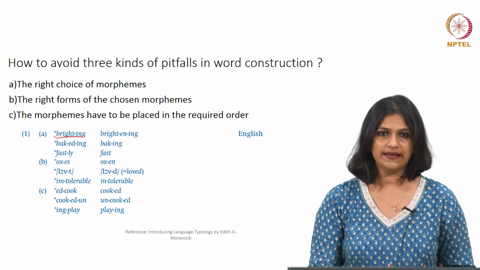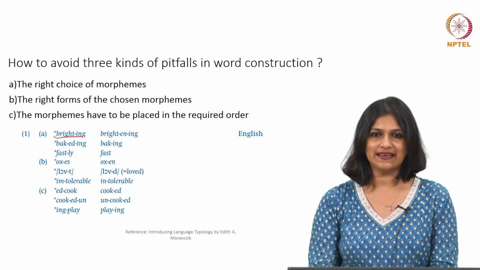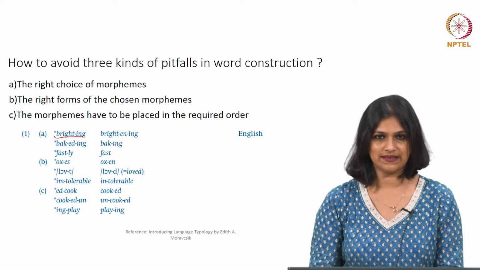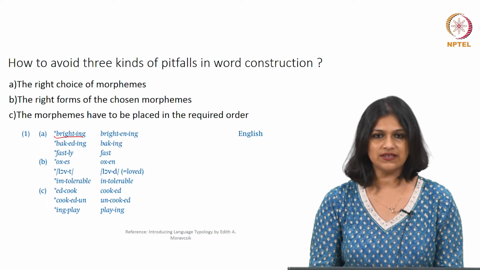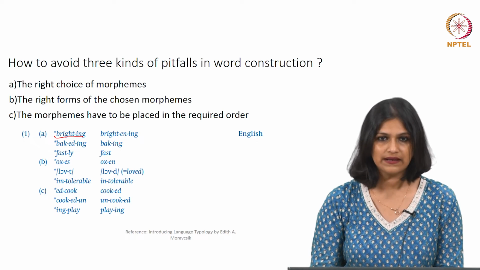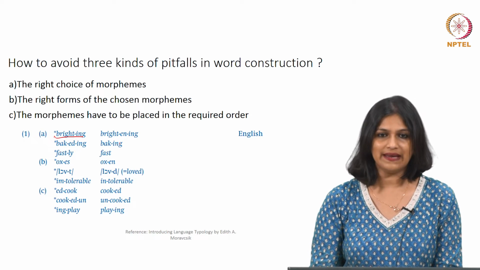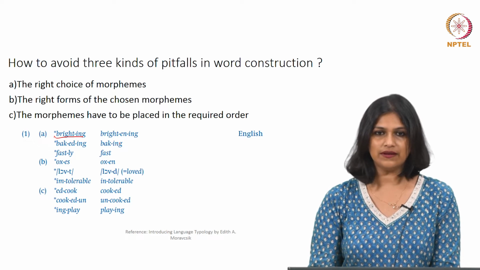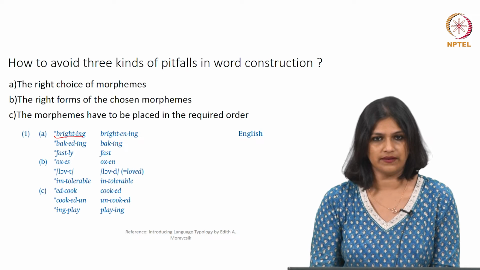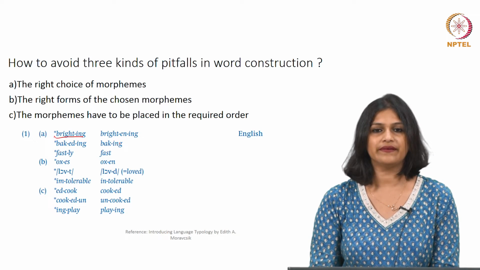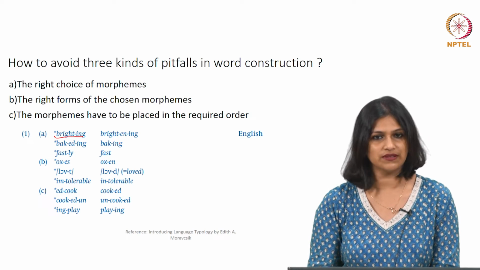On the other hand, in the second example, beckoning, you do not need ED. So, ED is the wrong choice. Why is ED the wrong choice? It does not have to do anything in this word. From the word bake, you can simply do baking. So, baked-ing is bad. And in the third one, you also have a morpheme which is not required here. So, the LY morpheme. Fast itself is enough. When you are writing fastly, that means you have not chosen the right morpheme.